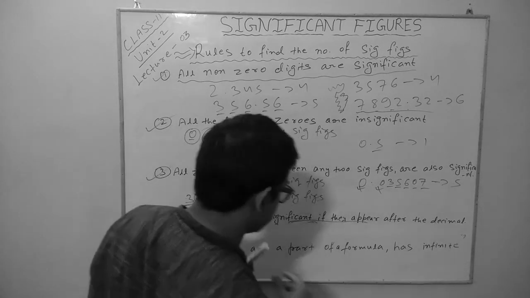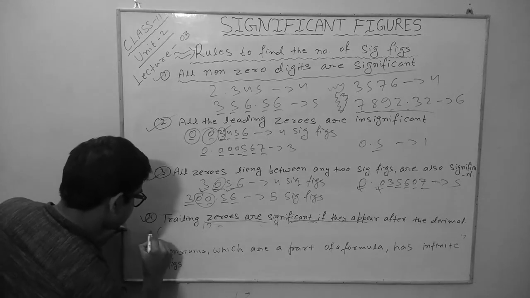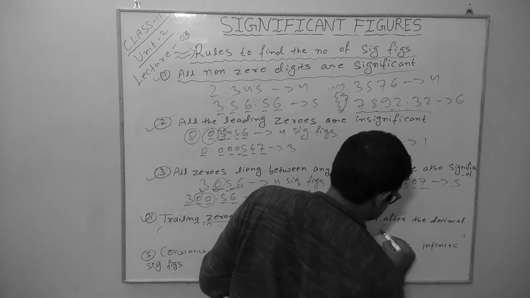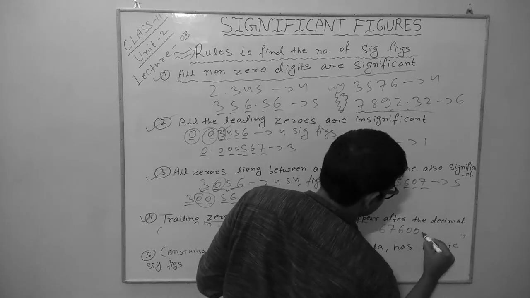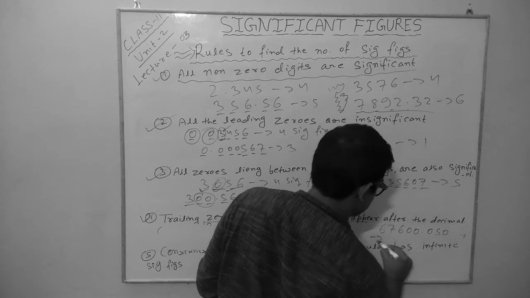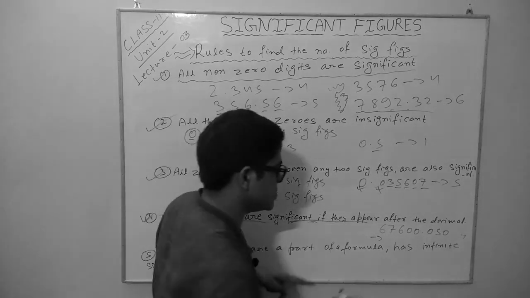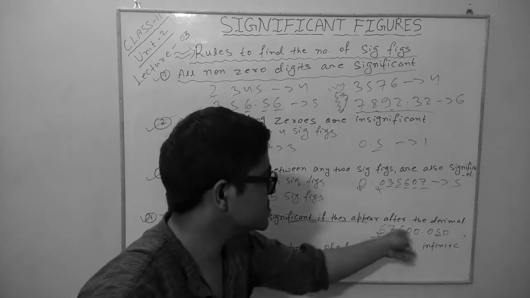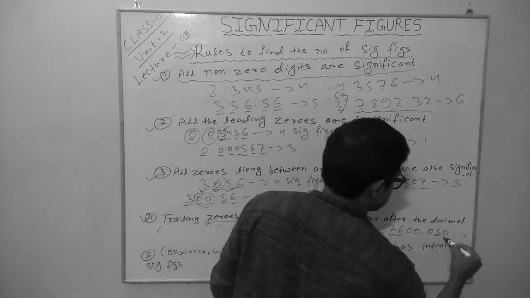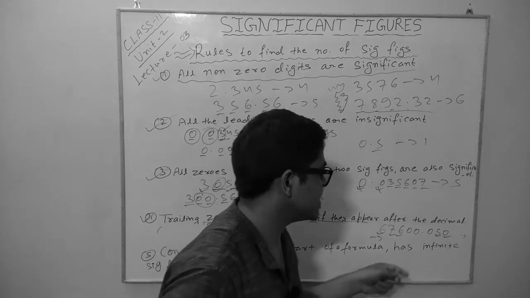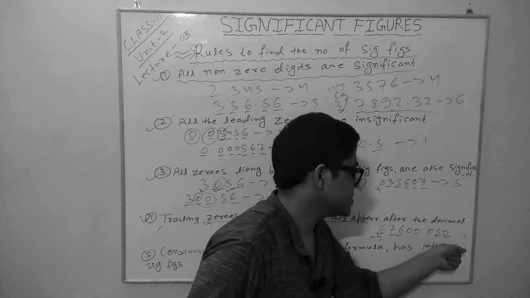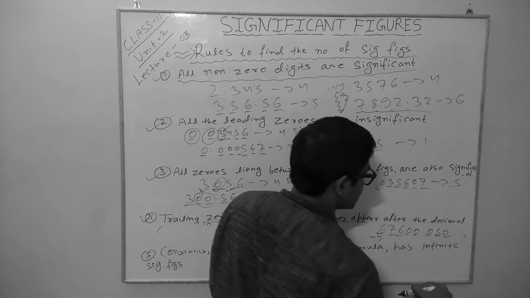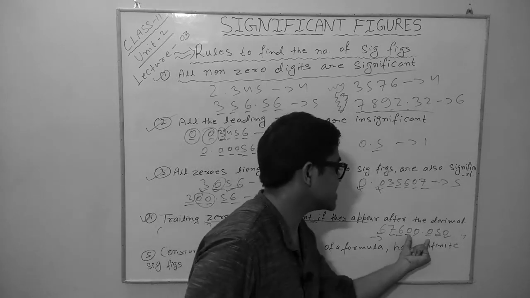Let's take a few more examples. 67600.050. How many sig figs are present in this number? 6, 7 and 6 are sig figs. This 5 is also a sig fig because all these digits are non-zero. Now this 0, being a trailing 0 as well as lying after the decimal, is significant. All these zeros will automatically become significant because all these are trapped zeros.